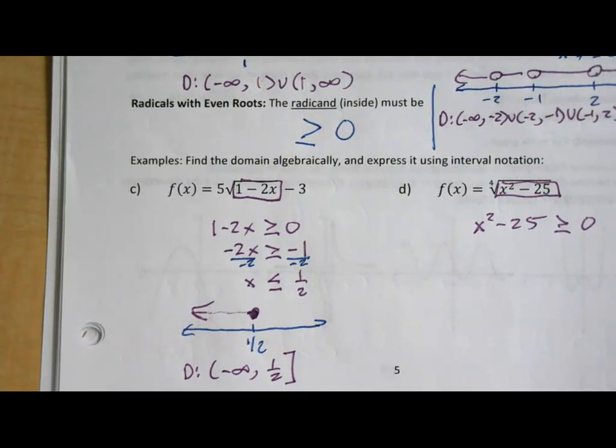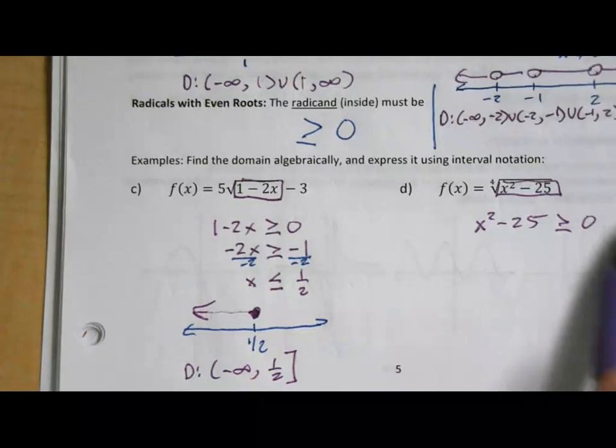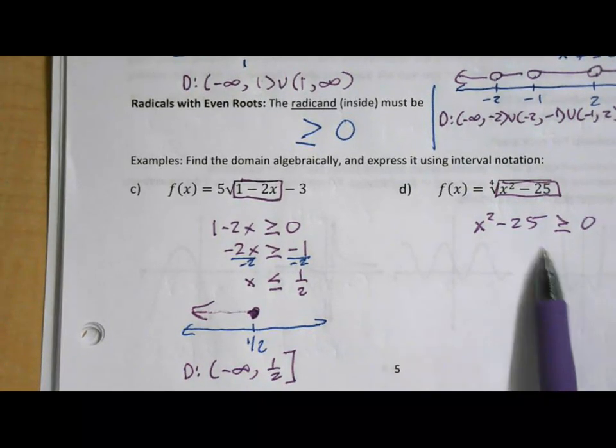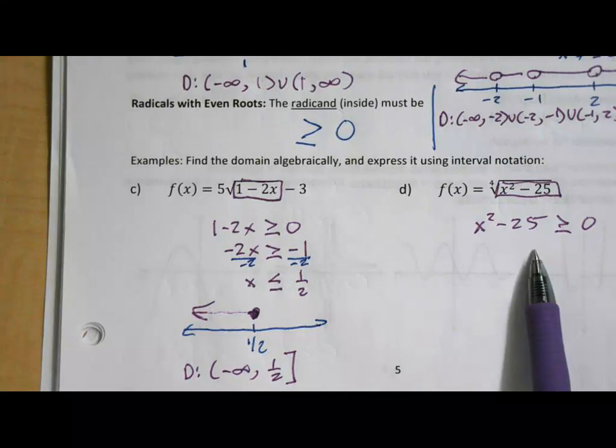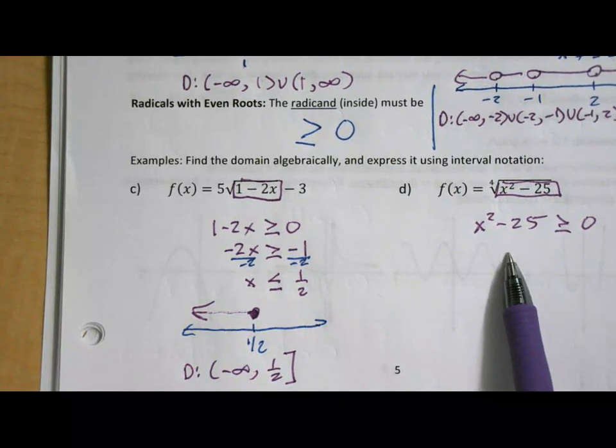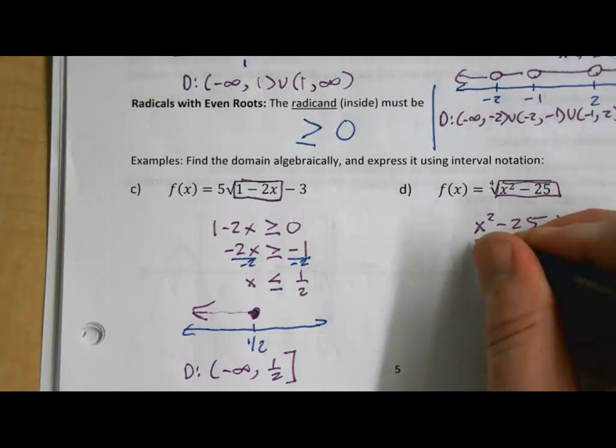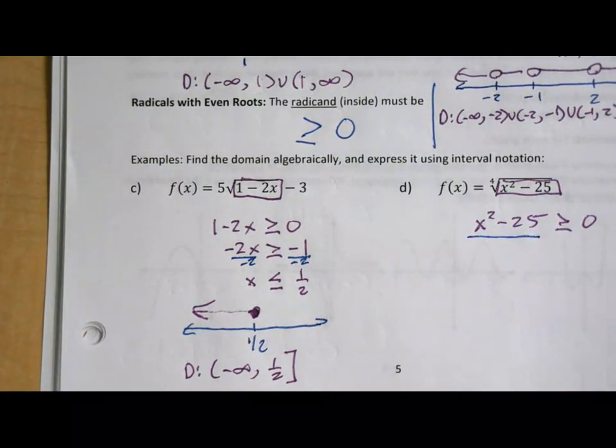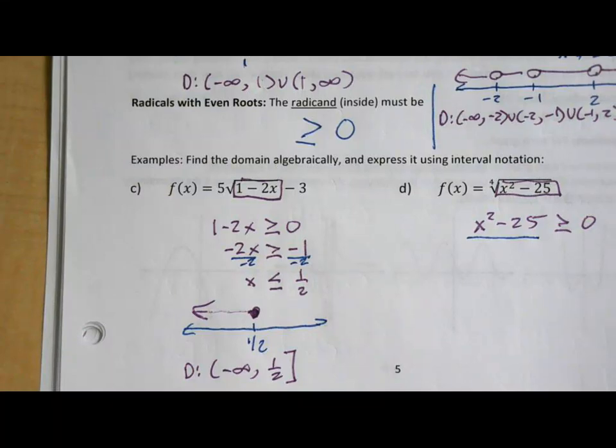For right now, I'm actually going to solve this inequality graphically, okay? You guys know what I mean by solving it graphically? I'm going to draw a picture of x squared minus 25, and I'm going to look at where that picture of x squared minus 25 is bigger than or equal to 0. I'm going to look at it, okay?